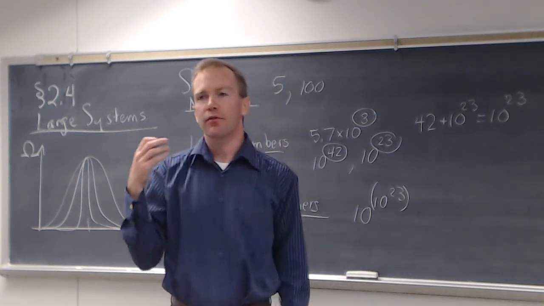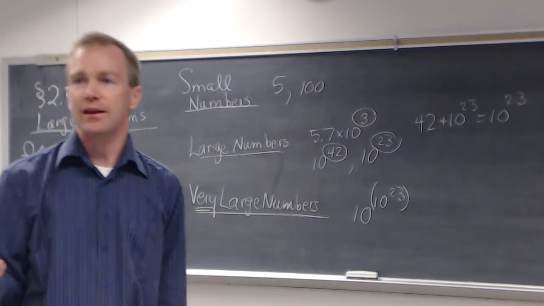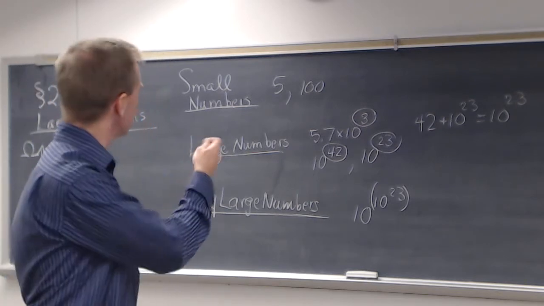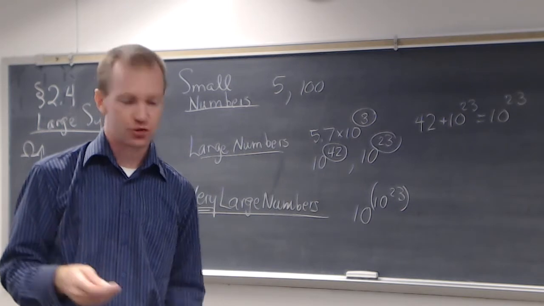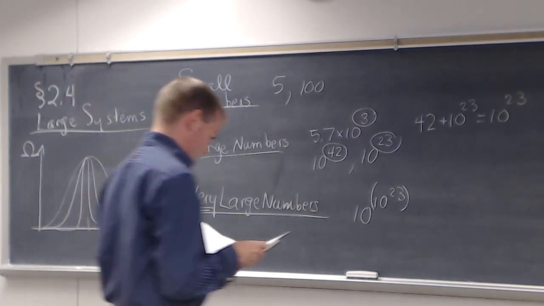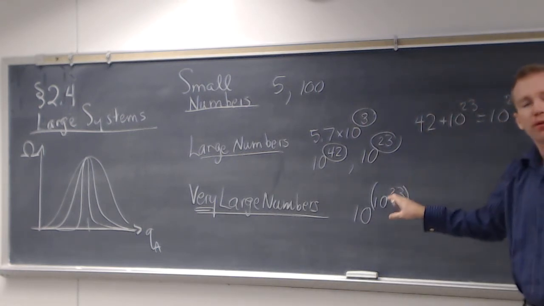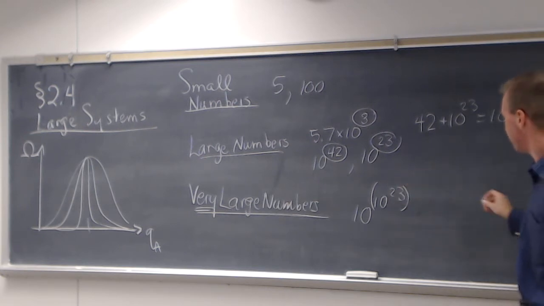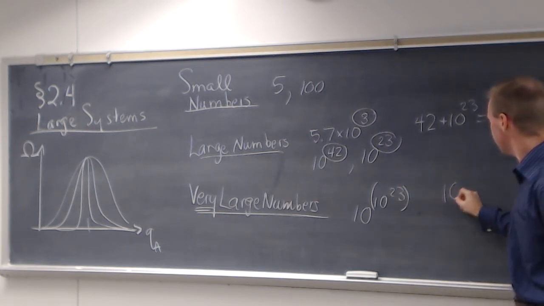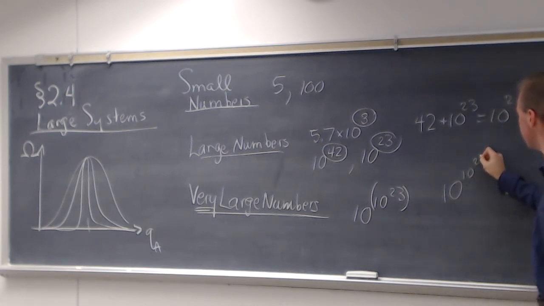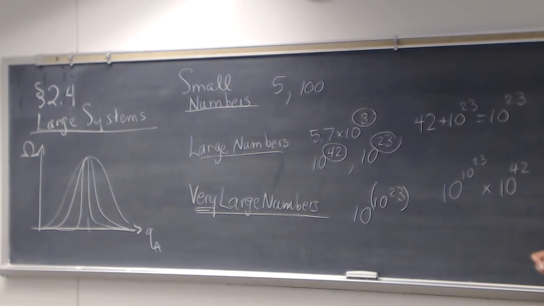Okay. The special property of very large numbers is that you can multiply them by a small number and not make any change. Actually, sorry. You can multiply them by large numbers without changing them. So 10 to the 10 to the 23rd power times 10 to the 42nd power is still just 10 to the 10 to the 23rd power.